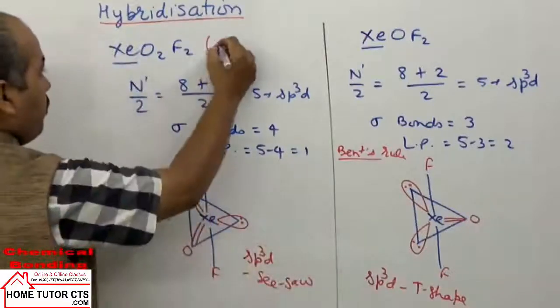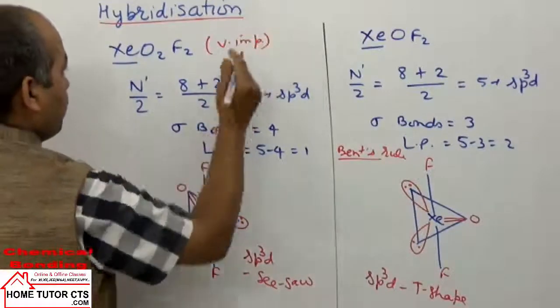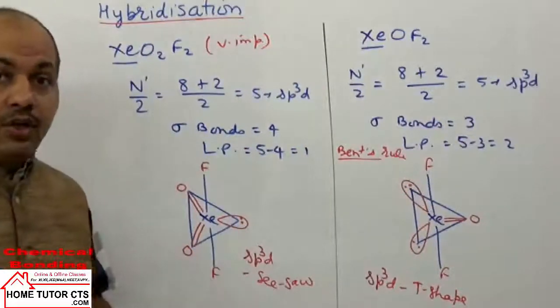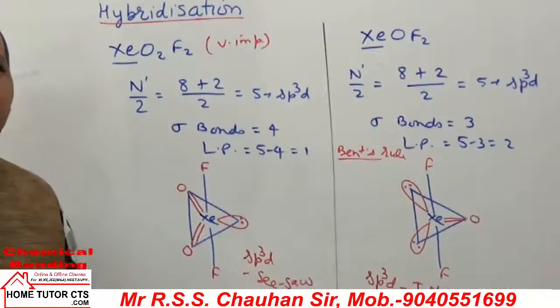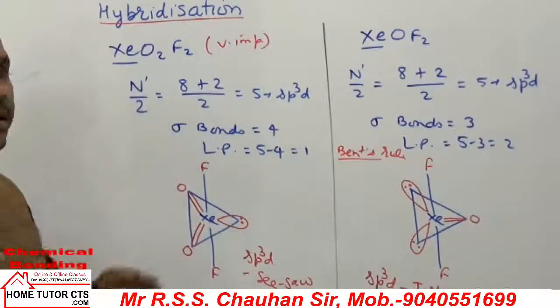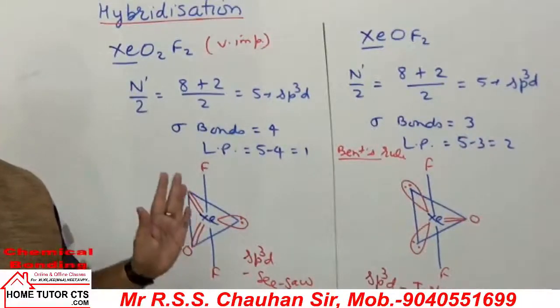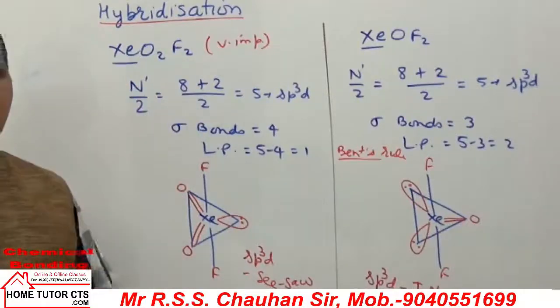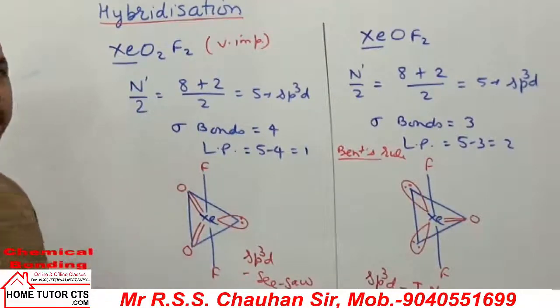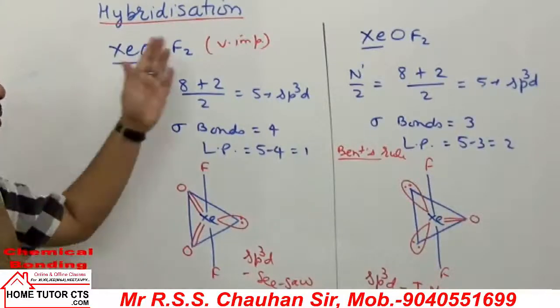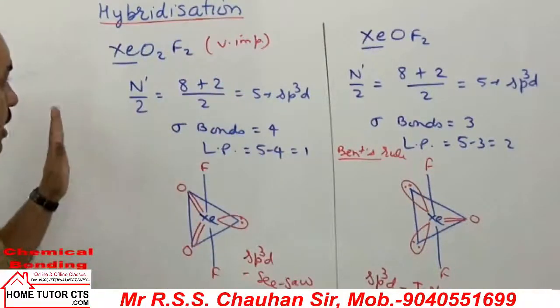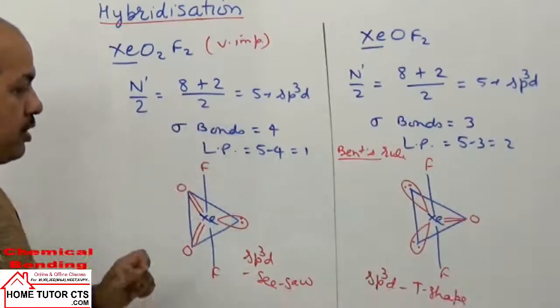It is one very important example, XeO2F2. In fact, xenon compounds are given very frequently in your examinations, in almost all entrance examinations. Xenon oxides and oxyfluorides are given very frequently. So I hope these examples for finding hybridization are clear to you.